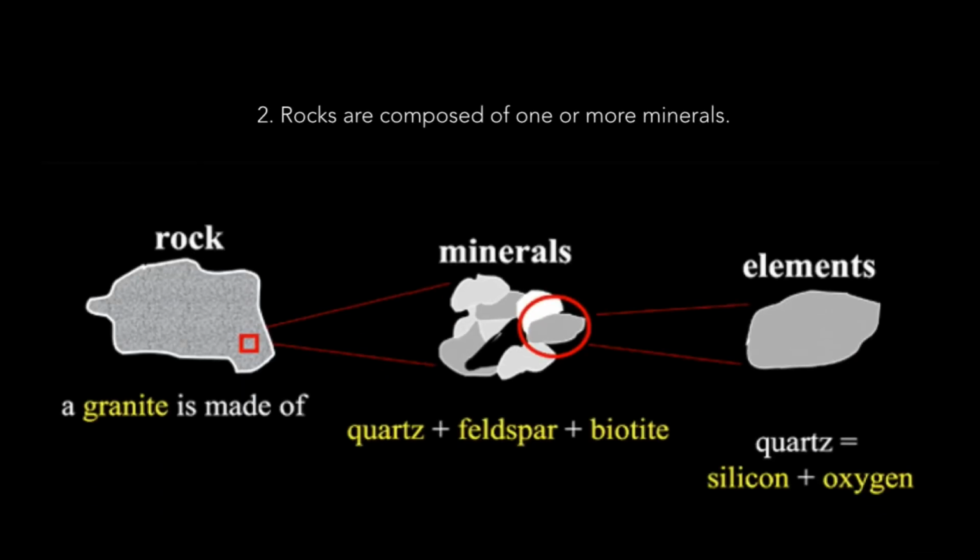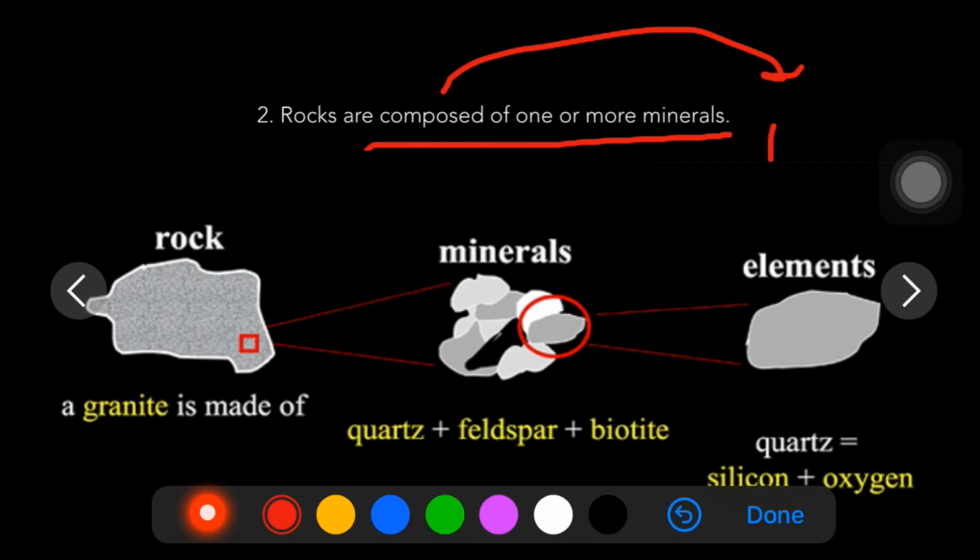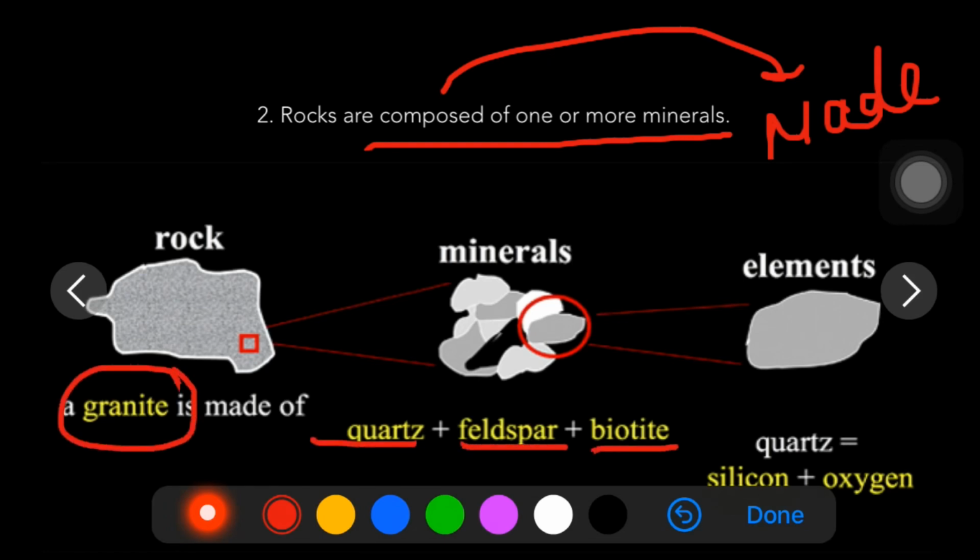The second feature is that rocks are composed of one or more minerals. Composed here means that they are made of more than one mineral, and we can take the example of granite. Granite consists of minerals like quartz, feldspar and biotite, and quartz further includes silicon and oxygen. So a rock does not consist of any single mineral, but rather it has more than one mineral, which further can have more elements, like we saw in the example of granite.